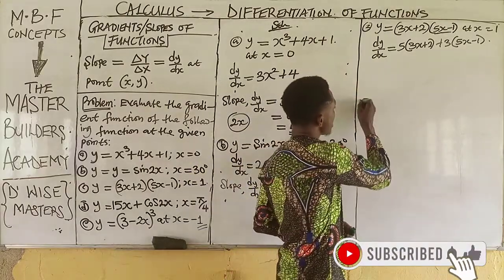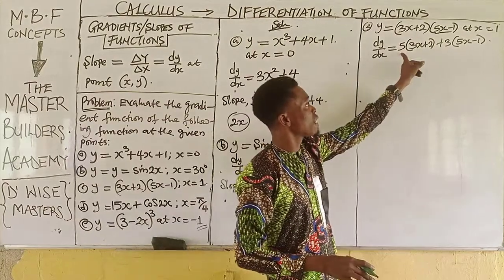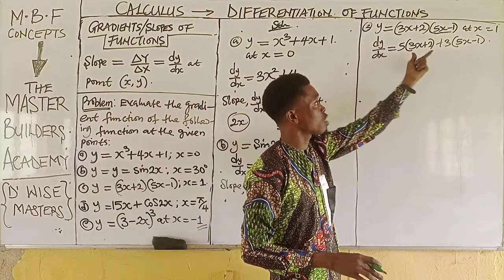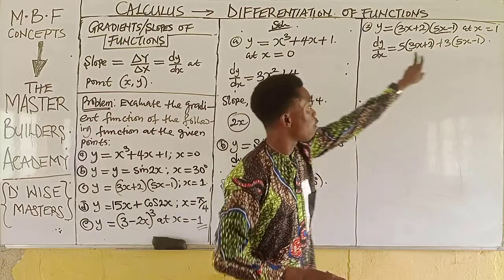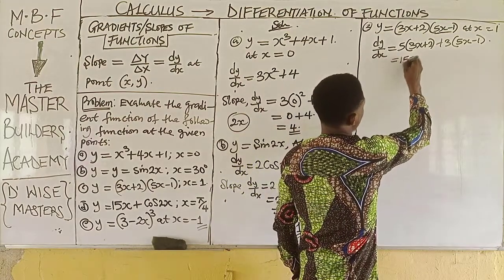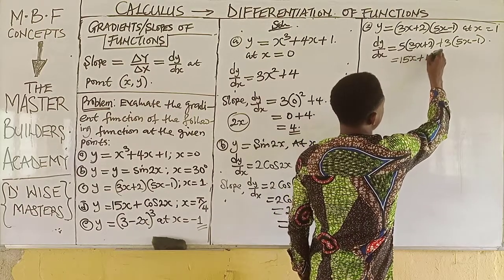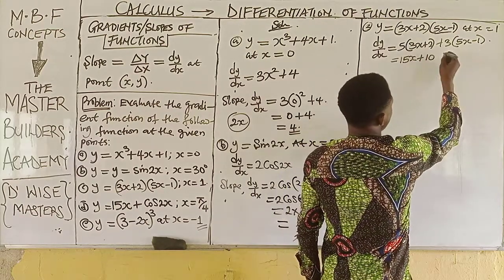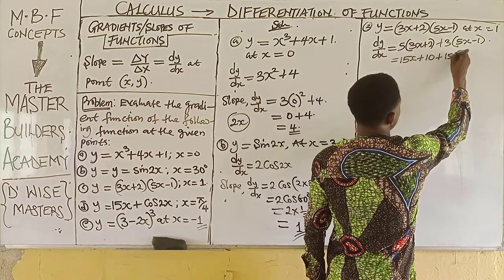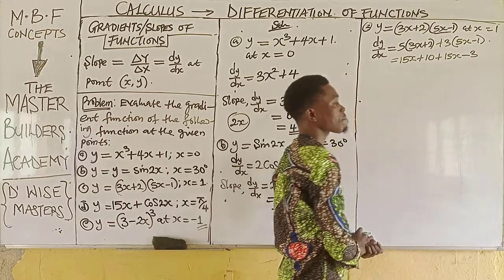Then if this is understood, the next thing we quickly do is to clear off the brackets. We have this as the multiplication factor. Then we use the multiplication factors to expand the brackets. Now, 5 multiplied by 3x, we have this as 15x. 5 multiplied by 2, we have this as 10. 3 multiplied by 5x, we have this as 15x. And 3 multiplied by negative 1, we have negative 3.